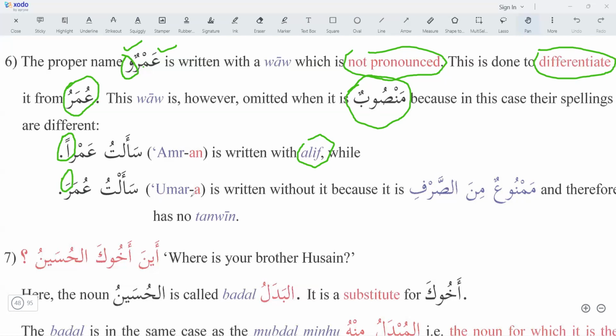Sa'altu Umara is written without it because it is mamnu min as-sarf, and therefore has no tanween. Umaru is mamnu min as-sarf, so it has no tanween.